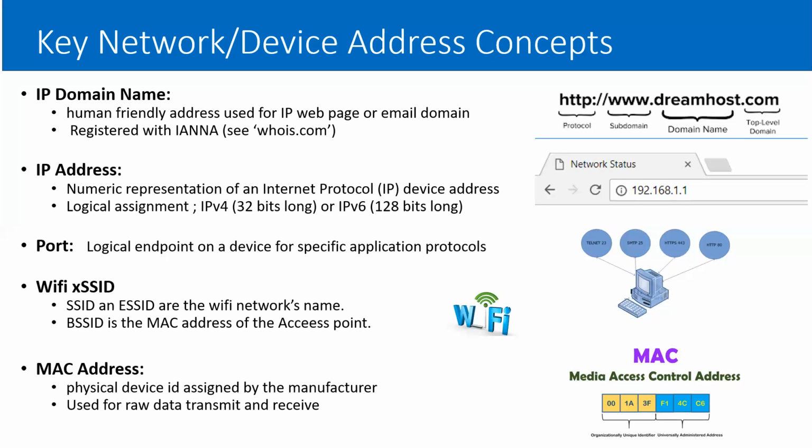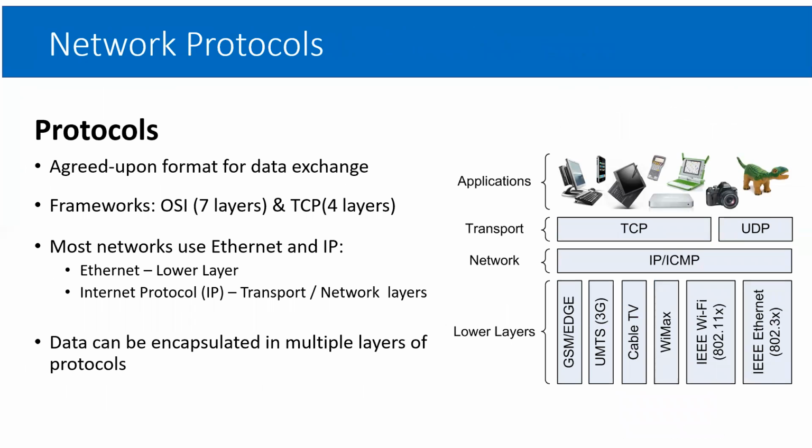And then finally, let's get to MAC address. That's that physical address that is assigned by the manufacturer to your device. And ultimately, as data flows through all these logical layers, it has to get to a physical layer, and bits and bytes, zeros and ones are being sent to some device, a printer, a scanner, a fax machine, a laptop, and all of those have a MAC address. So we have protocols next. And these are agreed upon formats for data exchange. We'll talk about the frameworks that are used. There's either a 7-layer or a 4-layer framework we'll use.